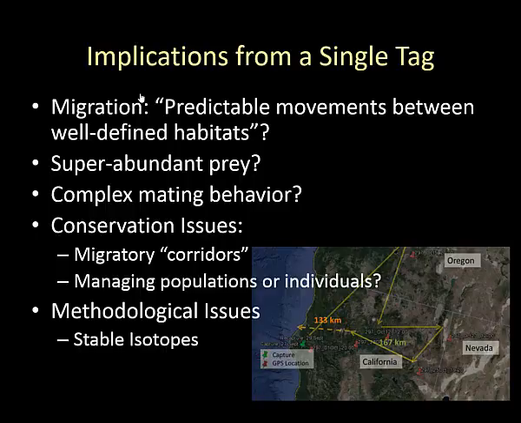So if these kind of movements are typical for this species of bat at other times of year, it really helps us to understand why there's so much slop in the stable isotope analysis, because they weren't in a single location for the summer growing their fur.